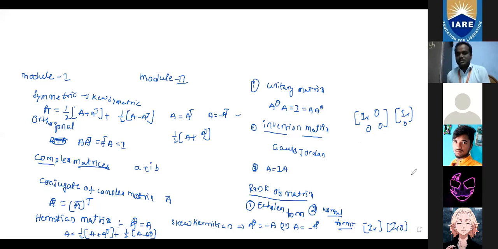So this is module 1. You learn the rank of matrices using echelon form and normal form, and next you learn the inversion method, the Gauss-Jordan method. So that is A is equal to IA. This we have learned in your previous first module. So this is the first module, and for the second module you can go to this.